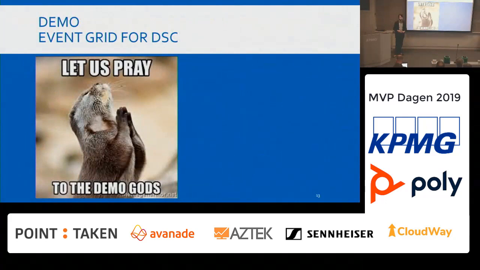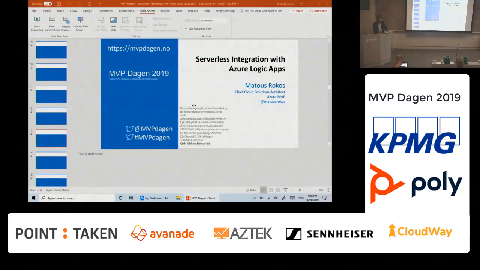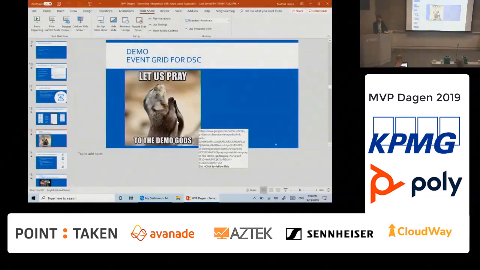All right, we have a first demo. Let's praise the demo gods. And let's see how we can actually maintain Azure a little bit more efficiently thanks to Event Grid and Logic Apps. I have a name there, Event Grid for DSC, as in desired state configuration. This is not a classic PowerShell desired state configuration, but it helps us to keep the desired state.